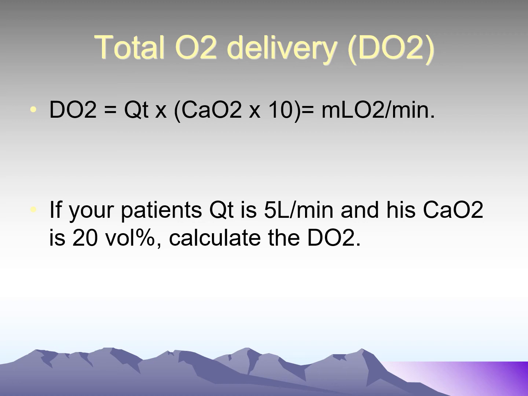So you have 200, and then you take that, multiply it by your 5, so that should give you 1,000 mils of oxygen per minute. Okay, so that is a normal value. The normal DO2 is 1,000 mils of oxygen per minute, because we're working with normal values to begin with.